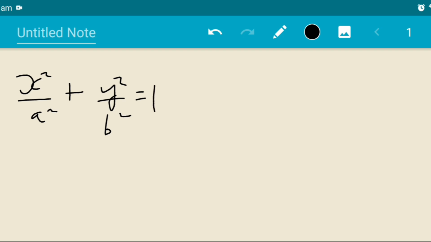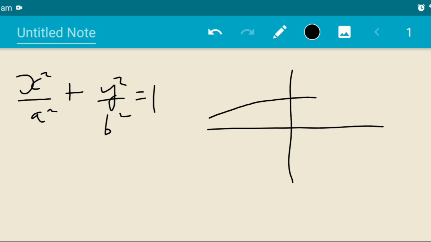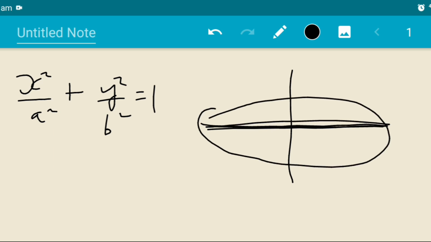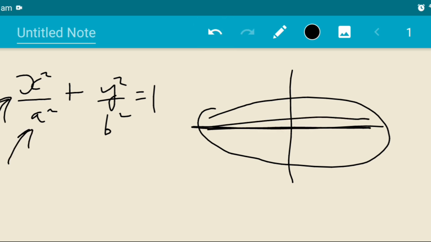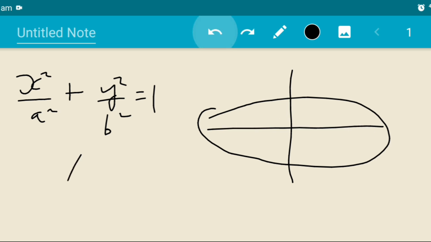Okay, now this is an ellipse. This is the case if your major axis is in the x-axis. So this is the major axis because that's the longest, then this is the minor axis because it's the shortest. That is why the a is underneath the x, because the major axis is in the x-axis. Then the b is in the y.